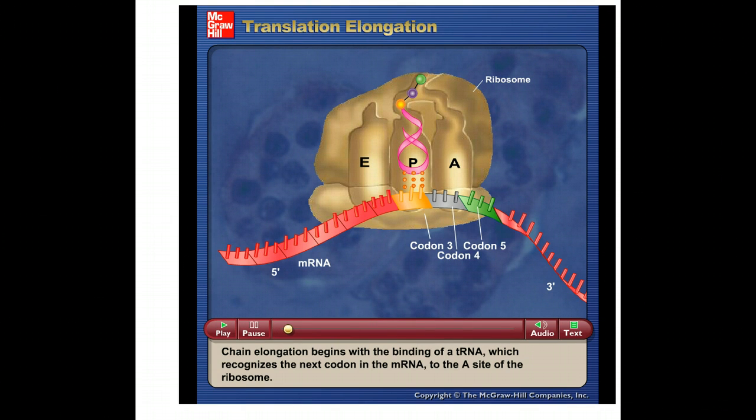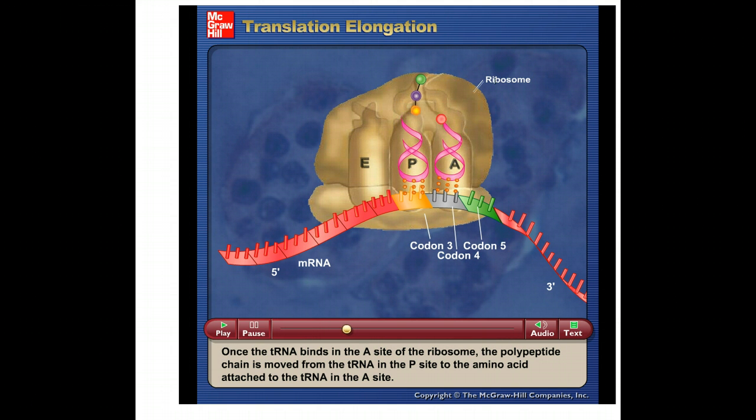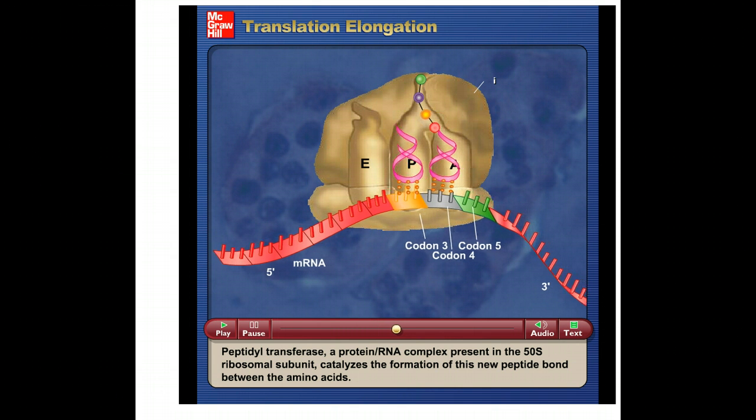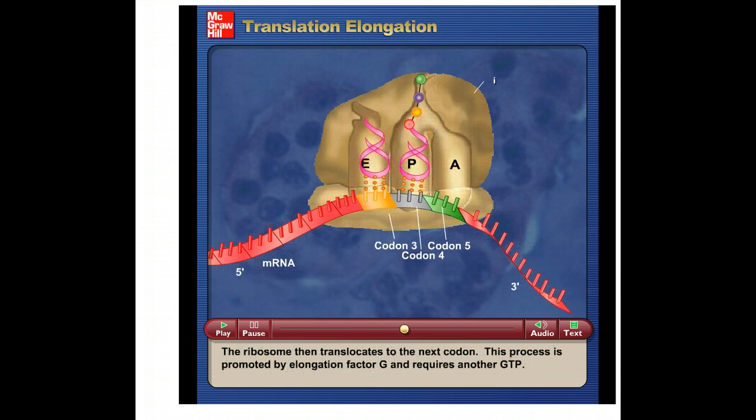Chain elongation begins with the binding of a tRNA, which recognizes the next codon in the mRNA, to the A site of the ribosome. This is catalyzed by the EF-Tu elongation factor and requires the hydrolysis of a GTP. Once the tRNA binds in the A site of the ribosome, the polypeptide chain is moved from the tRNA in the P site to the amino acid attached to the tRNA in the A site. Peptidyltransferase, a protein RNA complex present in the 50S ribosomal subunit, catalyzes the formation of this new peptide bond between the amino acids. The ribosome then translocates to the next codon.